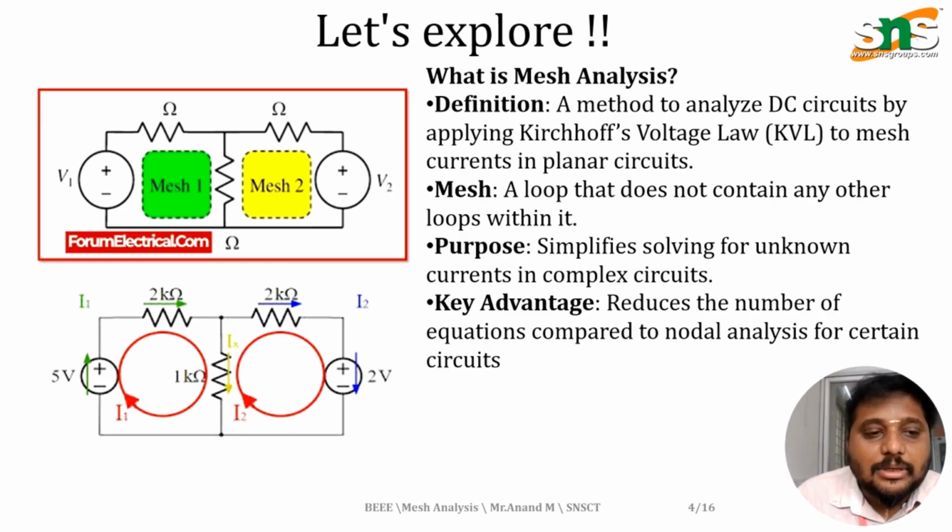So this entire loop has resistance 1, resistance 2. The combination of V1, resistance 1, resistance 3, and again the voltage source, this closed circuit is called loop 1. Likewise V2, this resistance, and again V2, this closed circuit is called loop 2. So we have two loops.